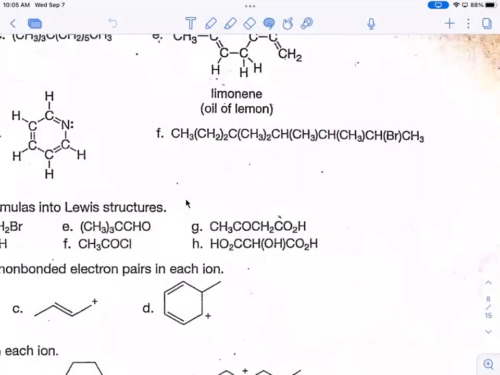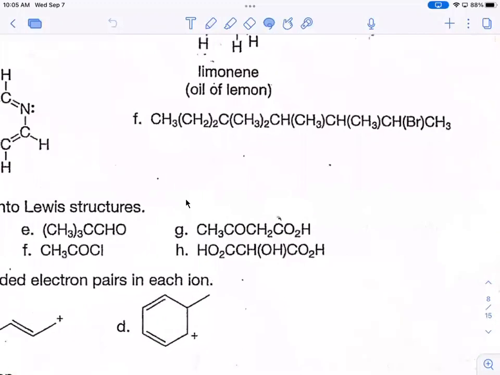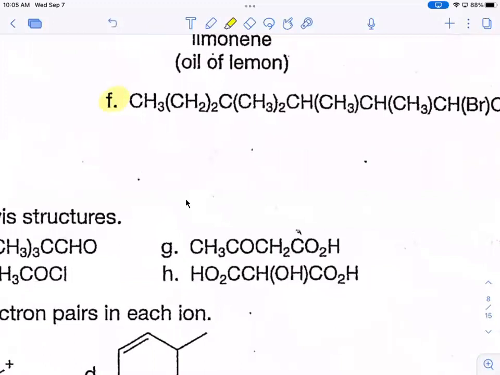Okay, so with this, my suggestion in the beginning is to draw these out, to really draw them out in Lewis form. So let's do that. So 1.6 F.